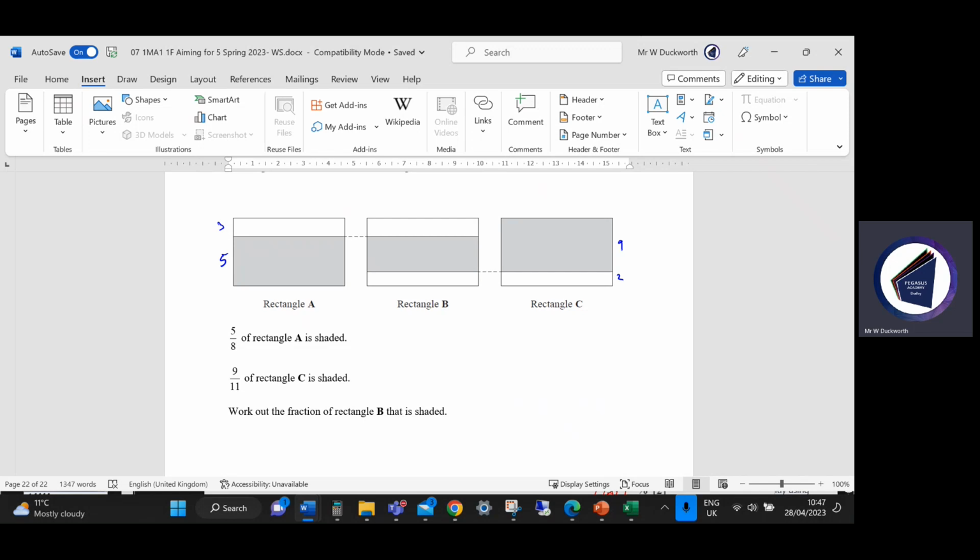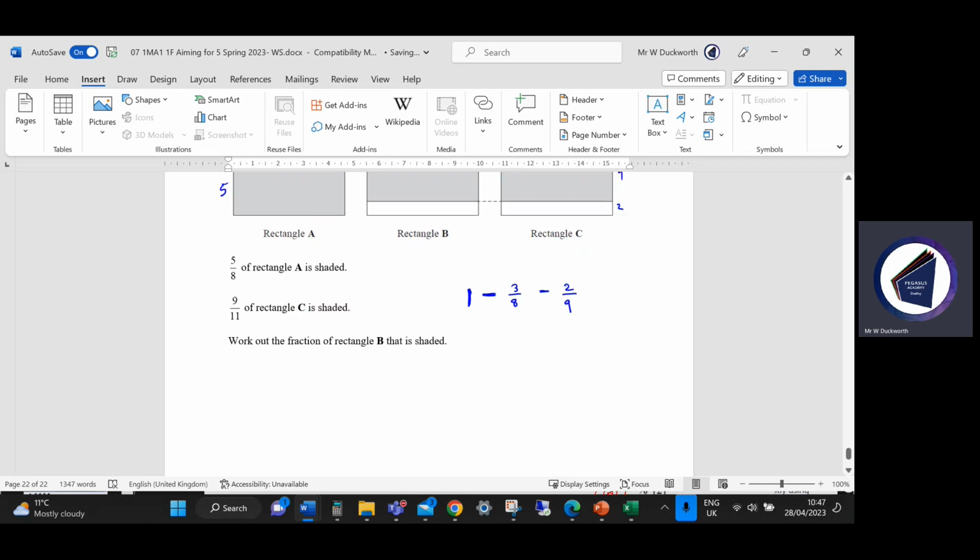I think I'm going to look at the area that's not shaded. Yeah. So if I say that the full amount of rectangle B is 1, and then I'm going to subtract the amount that's unshaded here, which is 3/8, and then minus 2/9, that should get me the area that's shaded.